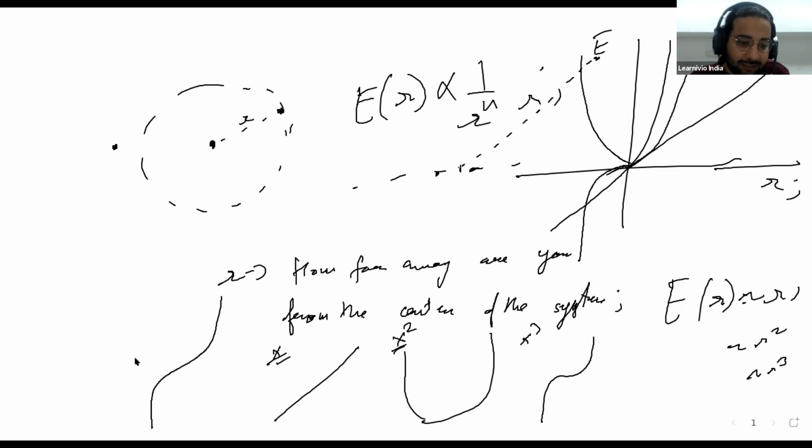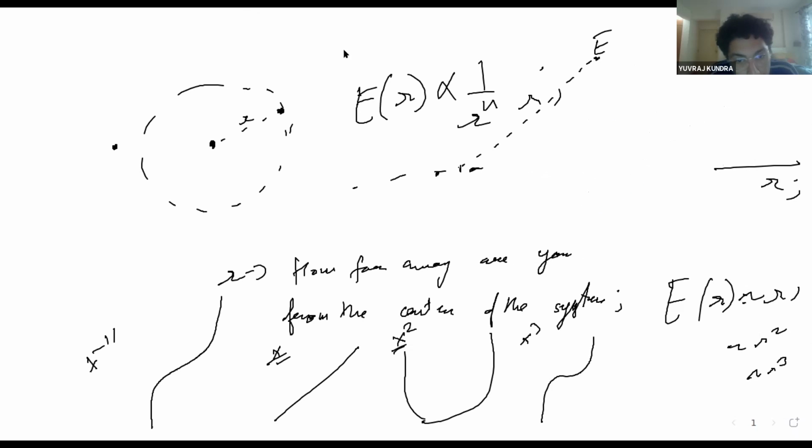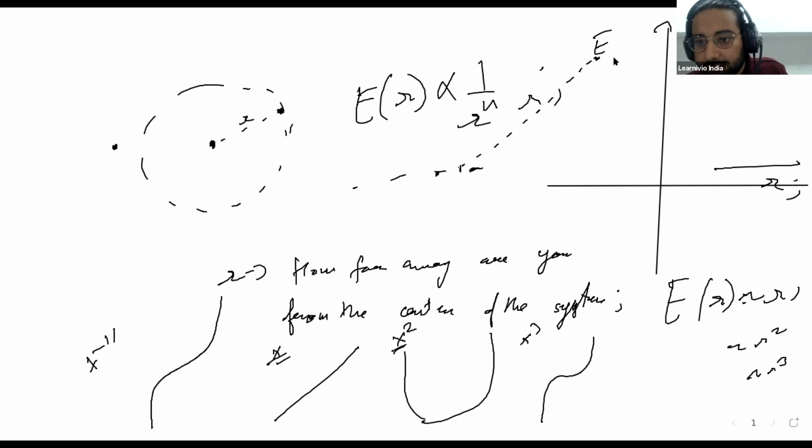What about the negative powers? What about x to the power minus 1? Well, that looks slightly different. Let's try to draw that. So 1 by r. If you want to plot 1 by r with respect to r, as r tends to 0, 1 by r tends to infinity, right? So it will start from infinity and it will come down and keep on coming down. This is how 1 by r looks.